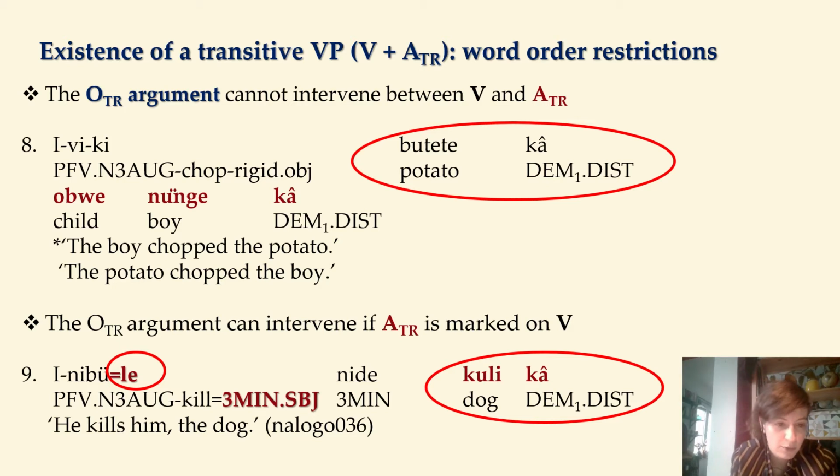However, it's possible for the transitive object to intervene between the agent and the verb, as in example 9. But when this happens, the agent needs to be marked on the verb in the original position. So in 9, for instance, we have he kills him, the dog. So here we have the verb, and this one is the object following the verb, the free pronoun ninde. And then we have the nominal argument here, which is the agent. But as we can see, the agent is marked on the verb by the enclitic le. And the nominal agent here in final position is analyzed as being in apposition to the subject enclitic here.